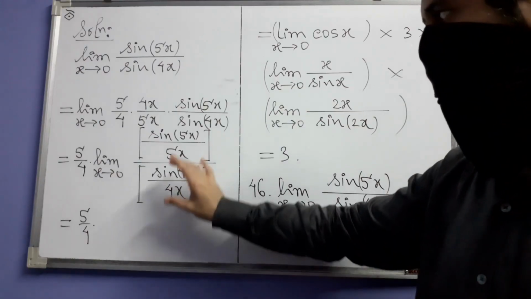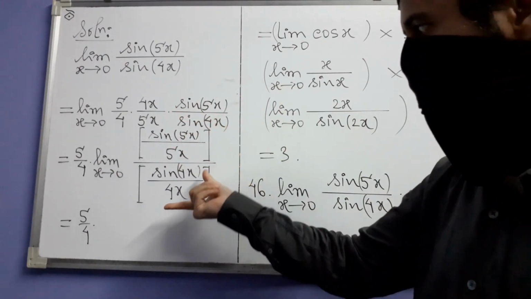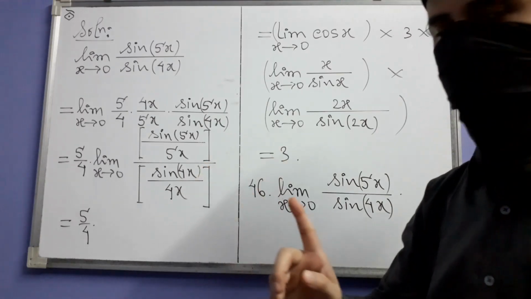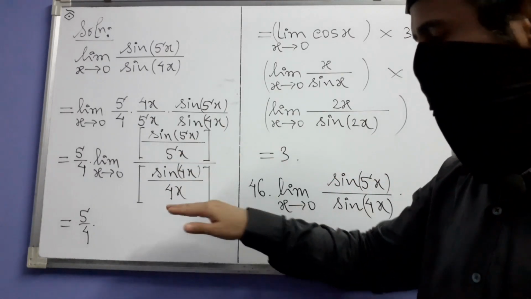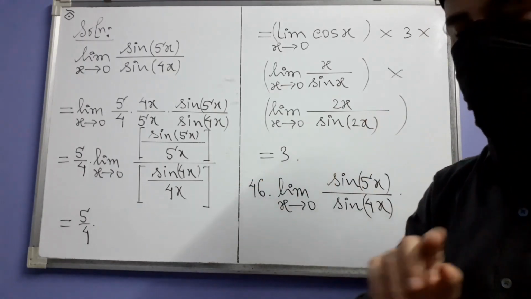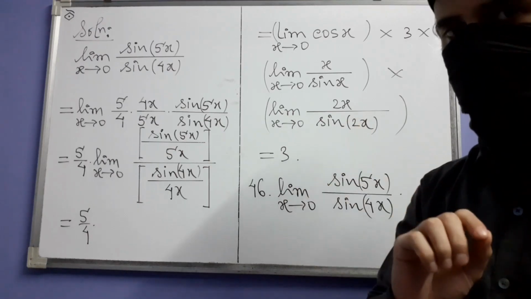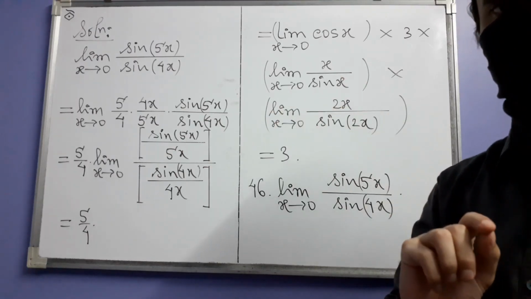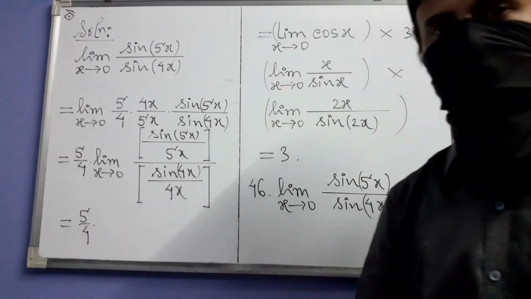And then you know that the limit of this ratio is 1, and the limit of this ratio is also 1 as x approaches 0, because the denominator limit is not equal to 0. So, the limit of the quotient is the quotient of the limits, that is 1 divided by 1, which is 1, and that is why the final answer is 5 divided by 4.